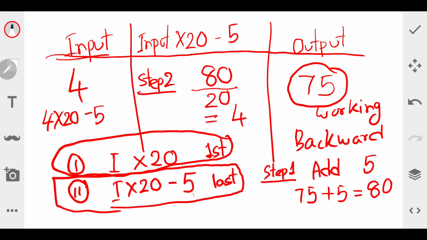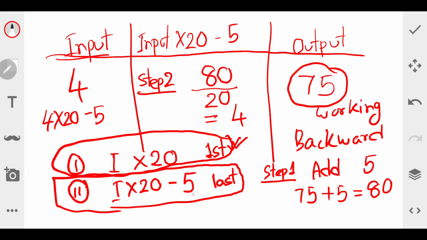So in this case, the input is 4. I'll just explain this one more time. When you're working backwards, first write what is the first thing you did when you're working from input to output. So the first thing is multiply the input by 20. This is coming from your function rule. And the last thing, we are subtracting 5.